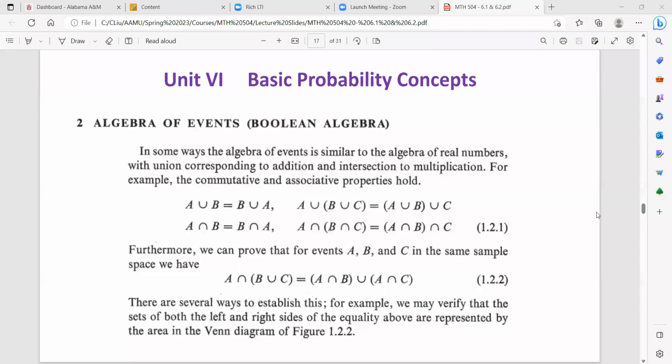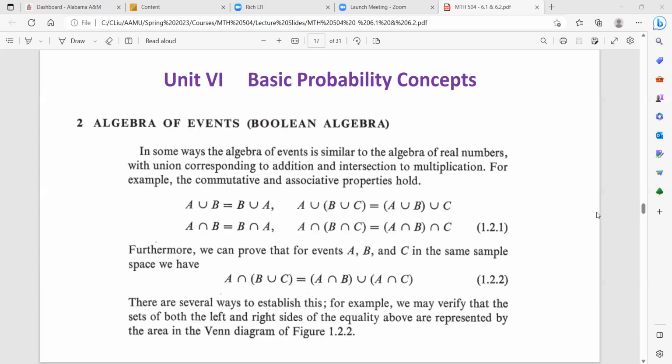So last time we just started section 2 of this unit, algebra of events, or Boolean algebra. We just introduced the definition of sample space and events. So a sample space includes points, and the event is just a subset of the sample space. Sample space just includes all the outcomes of experiments, and the event is just a subset of it. So we can define the probability based on sets.